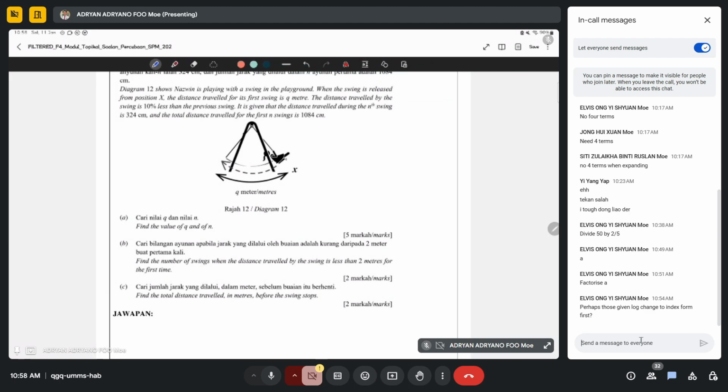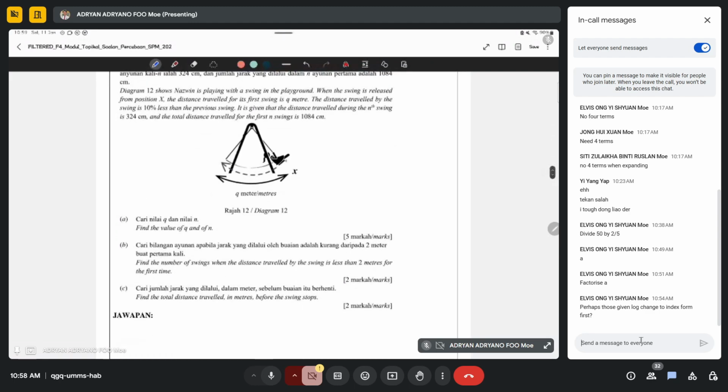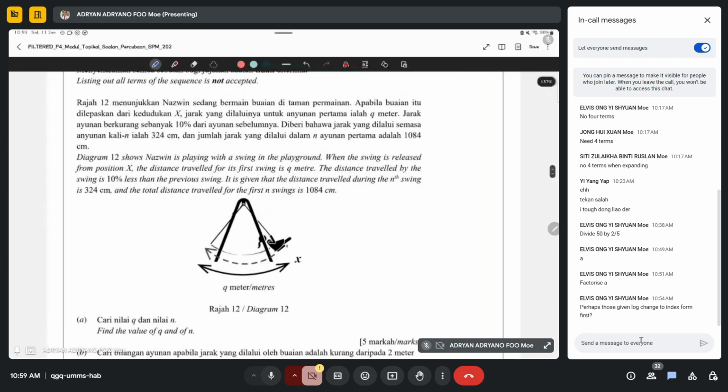Although it is said to be difficult, it won't be too difficult. Okay, let's say we want to solve this question. For AP and GP I did not emphasize much, because the other day Mr. King already explained very carefully. So let's look at this question, I just want to give you a technique. Diagram 12 shows Nazwin playing with a swing in a playground. When the swing is released from X, the distance traveled for the first swing is Q meter. So we know the important thing, Q meter. The distance traveled by the swing is 10% less than the previous. So we know its ratio is 0.9.